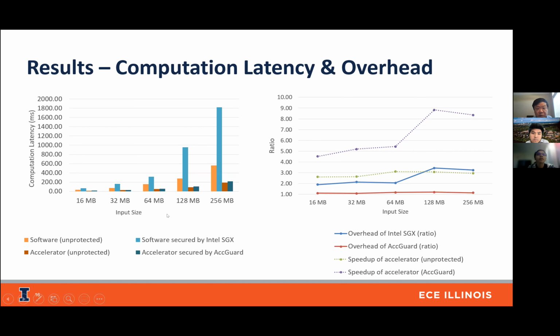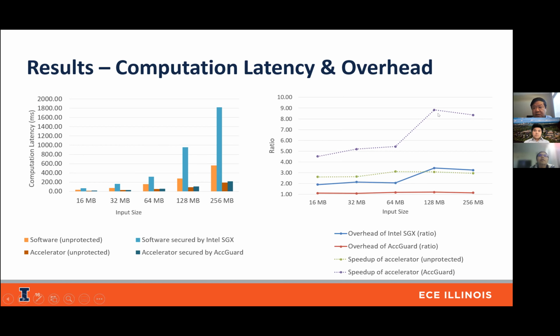When we change the input size and it is very big, we actually see a big difference. For example, this is software unprotected, and this is accelerator unprotected, and we can see the accelerator is much faster. But if we compare the performance of the protected ones, you can see the software protected by Intel SGX has a huge overhead, and the accelerator-based protection is much better. Here this is just showing the same data in a different way. This purple curve is the speedup of the accelerator over the SGX software version.